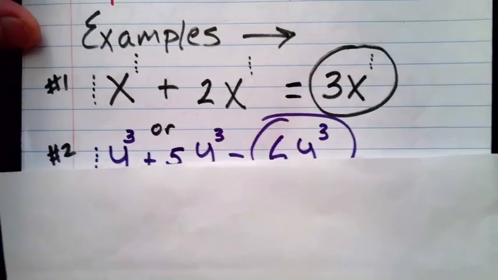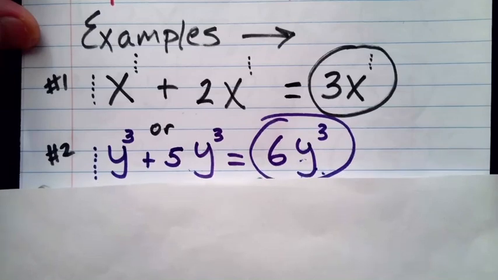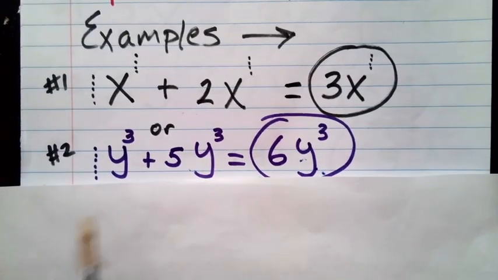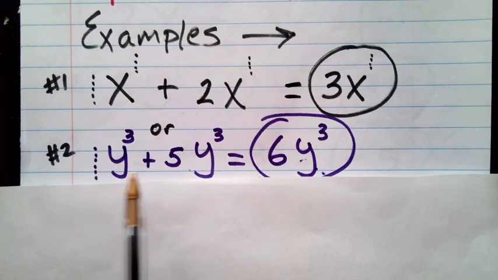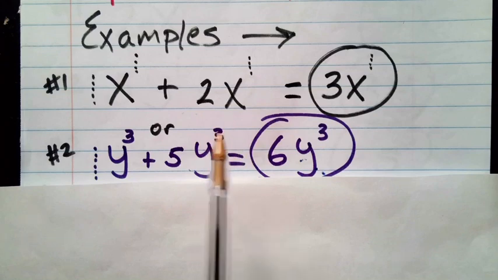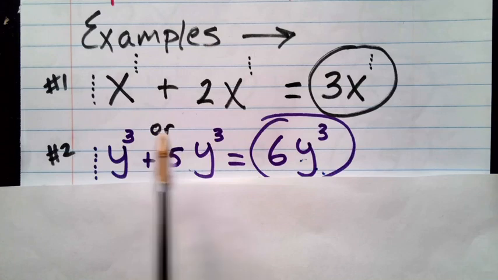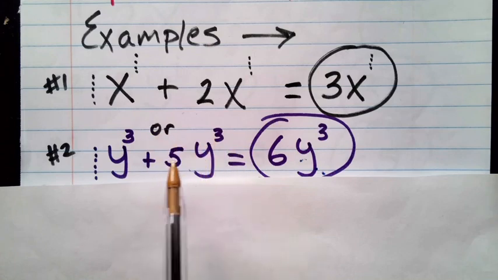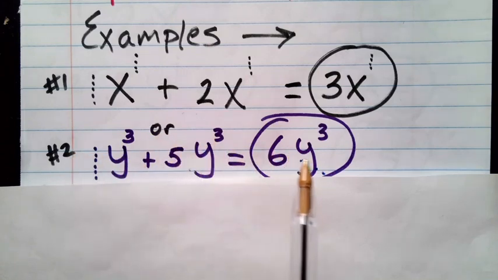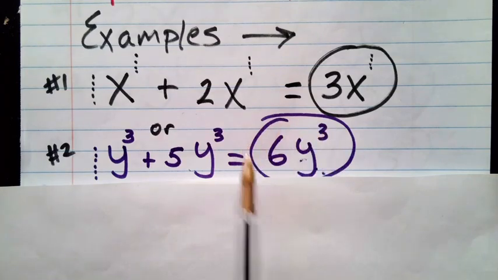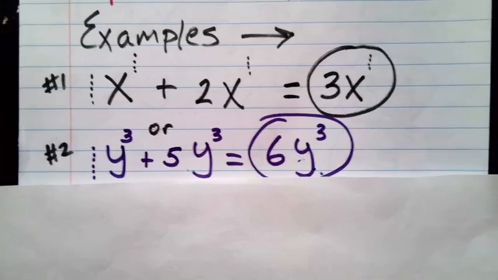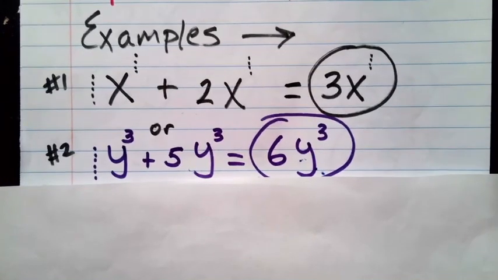Let's go ahead and take a look at problem number 2. Here we have 1y, remember it's an invisible 1 unless there's a number in front, to the third power, plus 5y to the third power. Same variable, same letter, same exponential power. Now we can add or subtract. So 5 plus 1 is 6. Keep the y, keep to the third power. We're done. Let's go ahead and take a look at a few other examples in video number 2 of exponents.